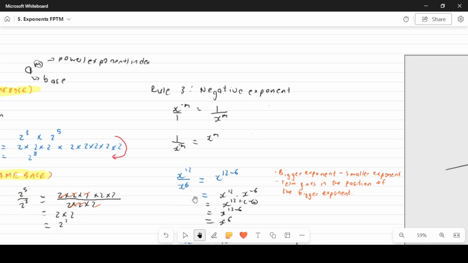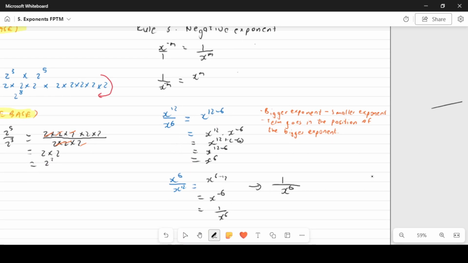Now that's very simple. However, what happens if we have x to the power 6 divided by x to the power 12? Then that'll be x to the power 6 minus 12, which is x to the power minus 6. And then we have to make it positive by saying 1 over x to the power 6. It's easy, right? We can do that.